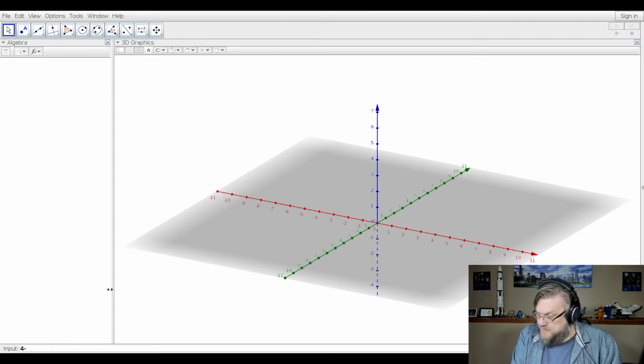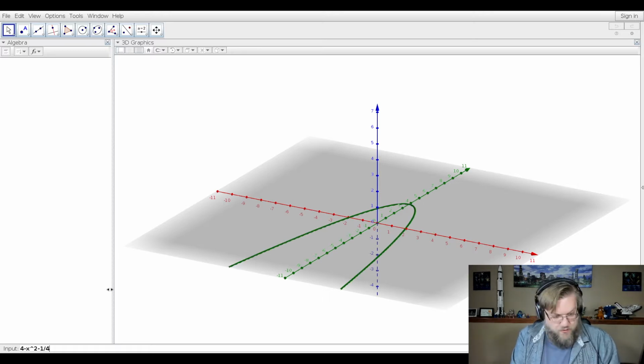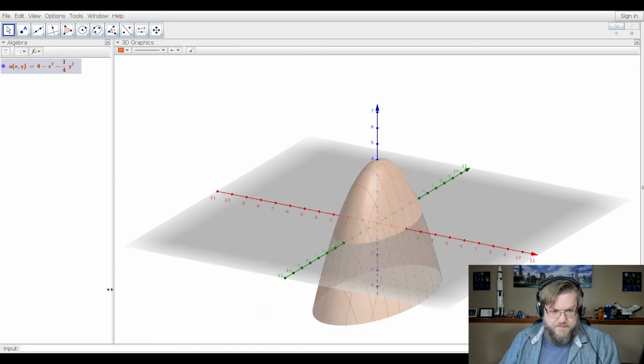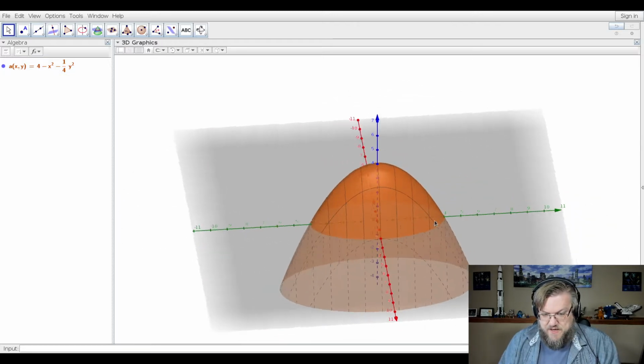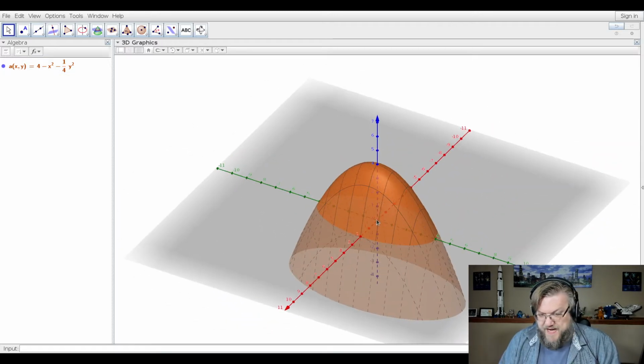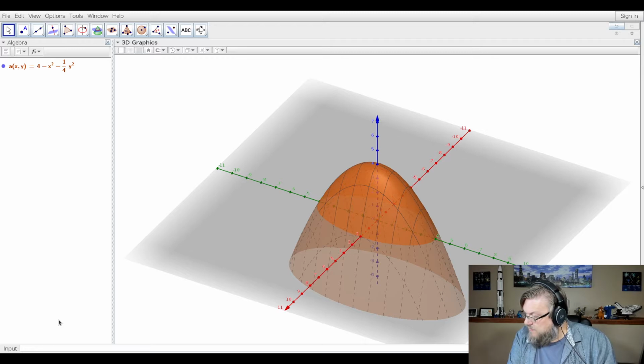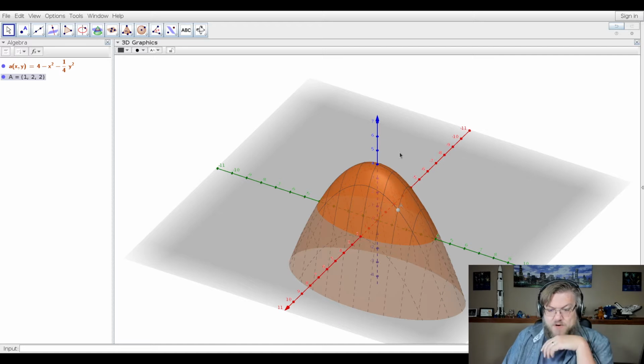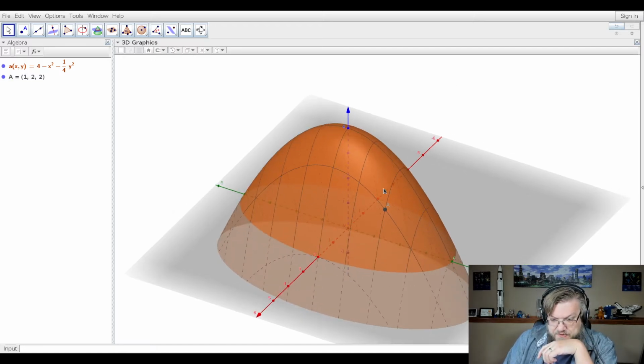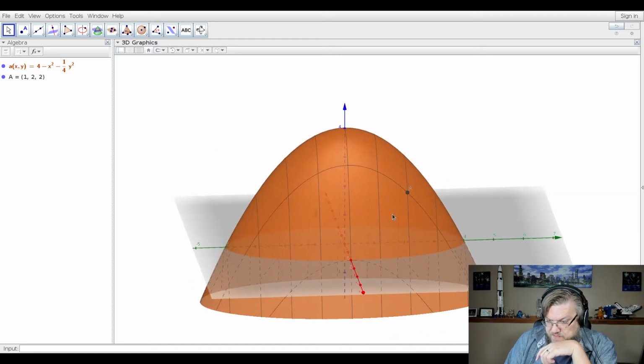Here we go. So 4 minus x squared minus 1/4 y squared. All right, cool. So that's my surface right there. Remember, the red axis is the x-axis. The green axis is going to the right. It's the y-axis. And the z-axis is the blue axis, pointing straight up. Now, we care about the point above 1, 2. So I'm going to plot that point: 1, 2, comma, the function at 1, 2. This is where I'm standing on this surface right there.